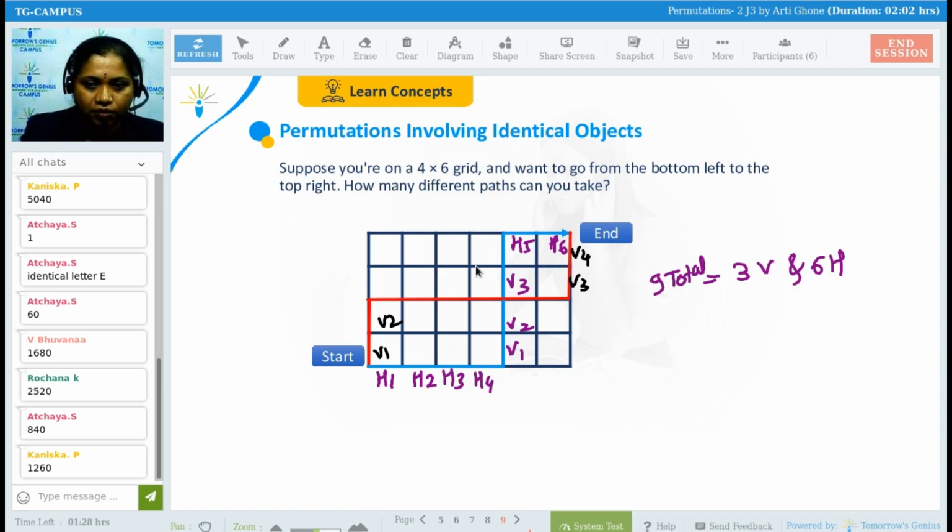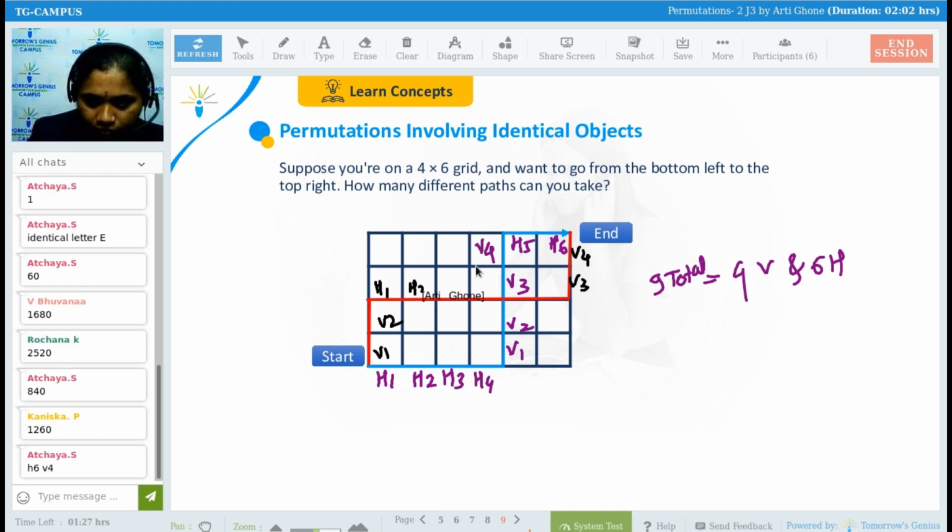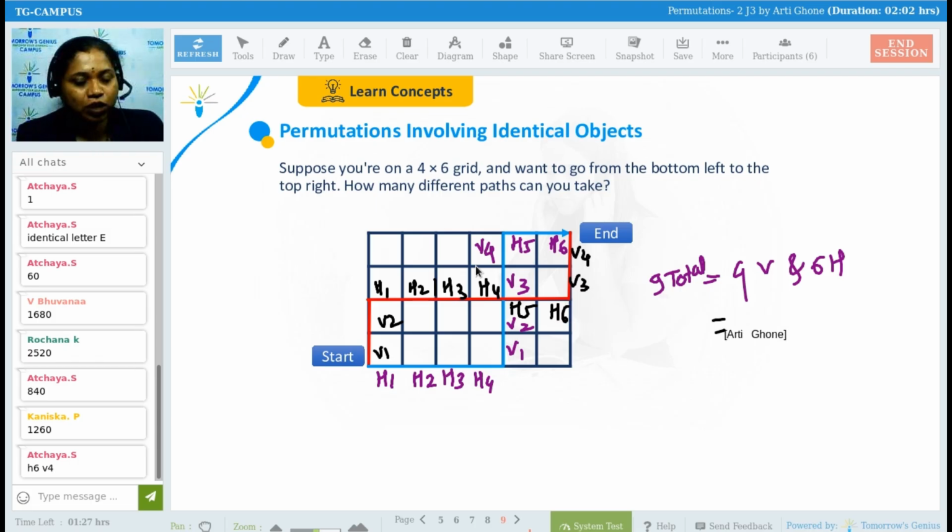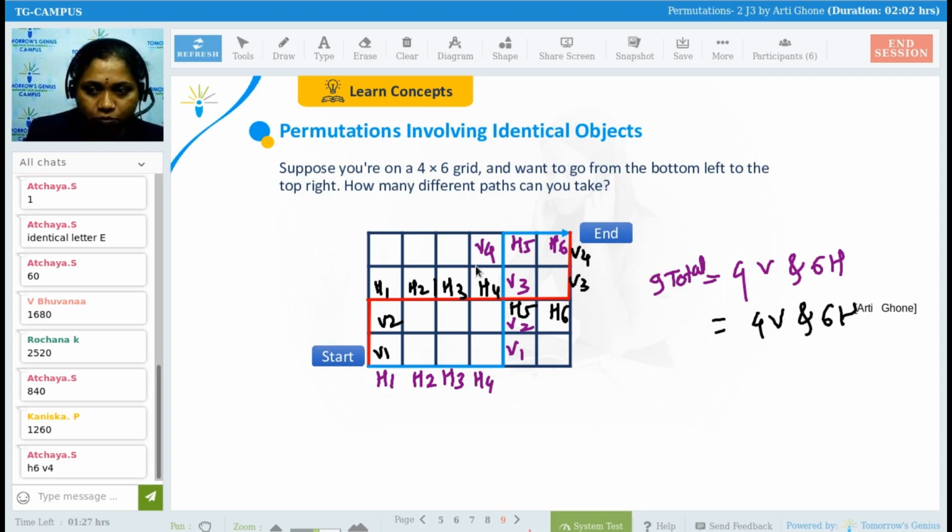Ma'am, it will be V4 in the first path, no? Yes, we missed one. Thank you for your observation, dear. That's why I was getting confused about why my path was changing. So your attention is really honored. Now, 4 vertical and 6 horizontal. Let's check whether we get the same in this attempt also. V1, V2, V3, V4, H1, H2, H3, H4, H5 and H6. Clear? So whatever way you move on a board, square or rectangle, you get 4 vertical and 6 horizontal moves.